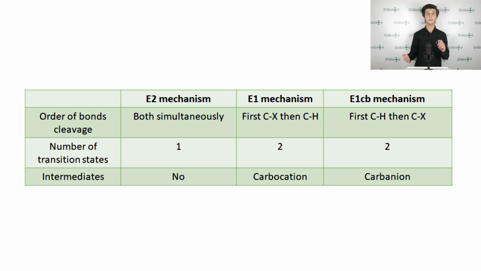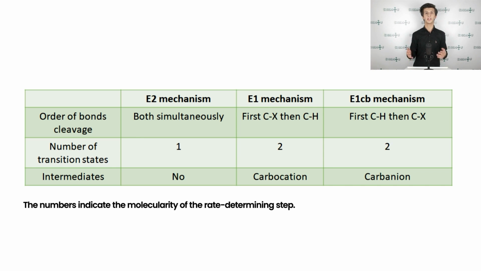Ultimately, here is a brief summary of all three beta-elimination mechanisms so you can explore the key differences between them. As you can see, the names of the beta-elimination mechanisms also include numbers, the same pattern you have learned while dealing with nucleophilic substitution mechanisms. But what do these numbers tell us? These numbers indicate the molecularity of the rate-determining step.